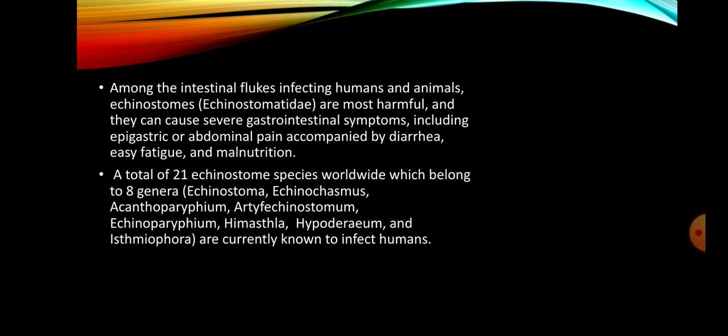There are a total of 21 echinostome species worldwide, which belong to 8 genera and are currently known to infect humans. The 8 genera are Echinostoma, Echinochasmus, Acanthoparyphium, Artyfechinostomum, Echinoparyphium, Hypoderaeum, and Mesorchis.